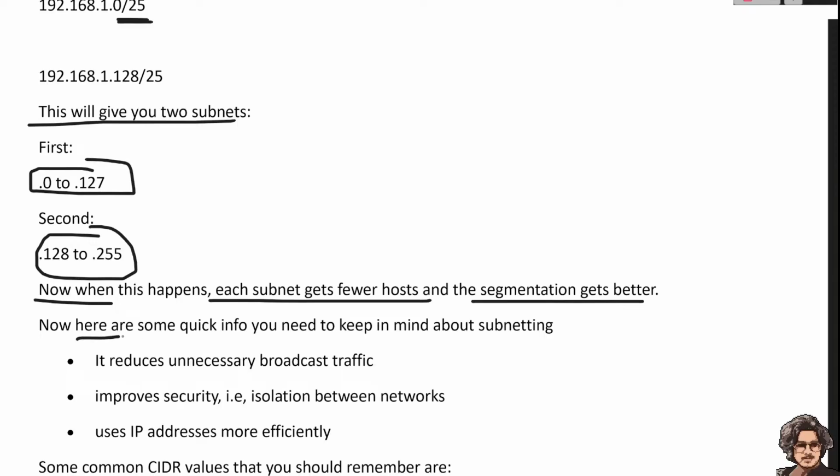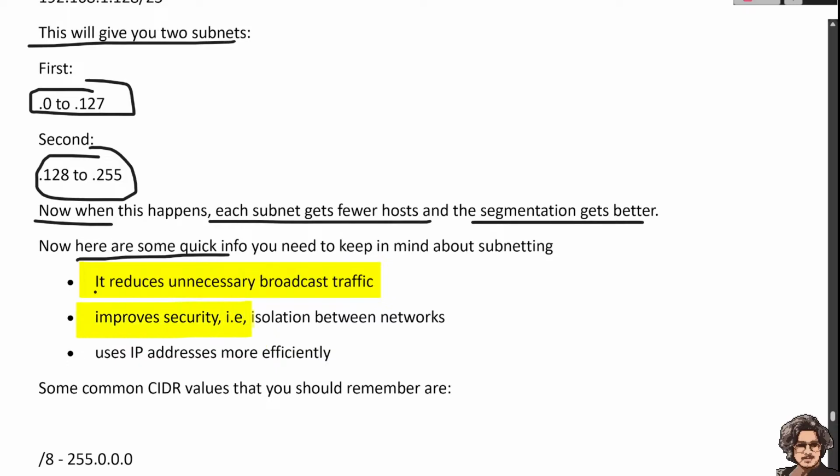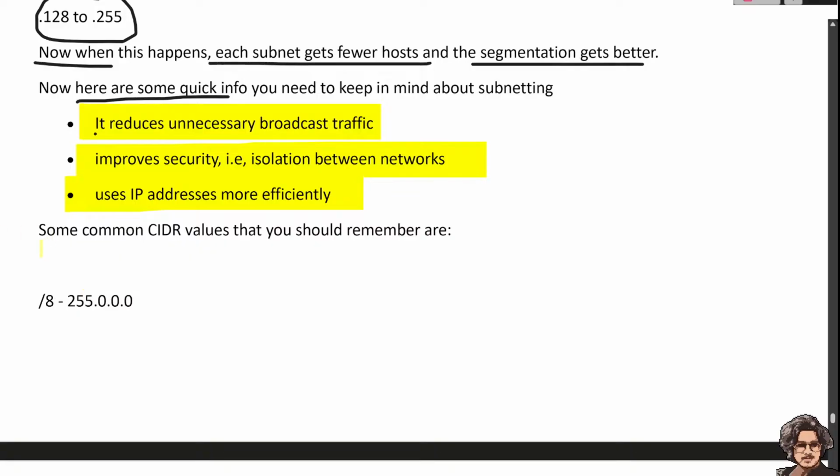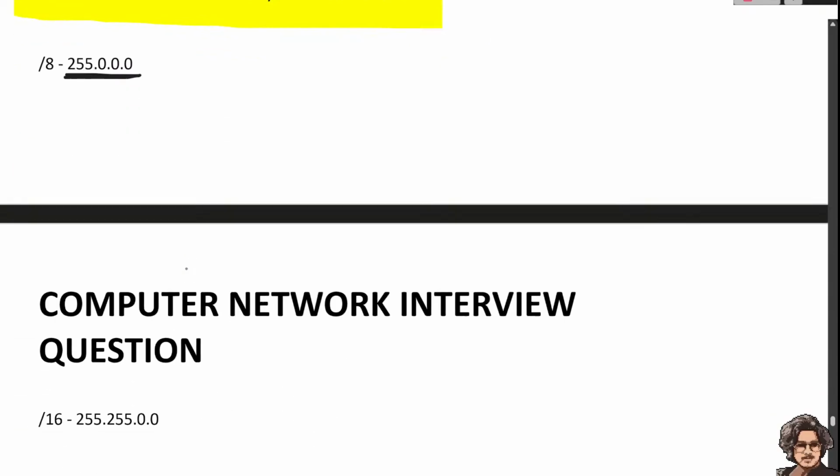Here is some quick info to keep in mind about subnetting. It reduces unnecessary broadcast traffic, improves security isolation between networks, and uses IP addresses more efficiently. And some common CIDR values you should remember: /8 represents 255.0.0.0, /16 means 255.255.0.0.